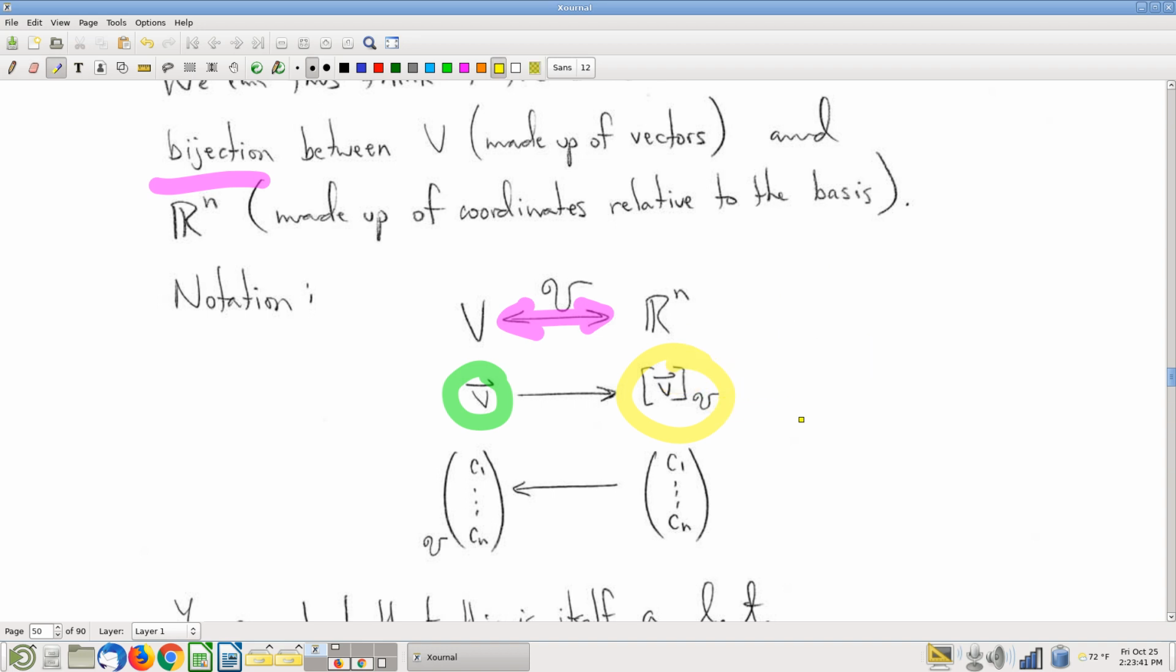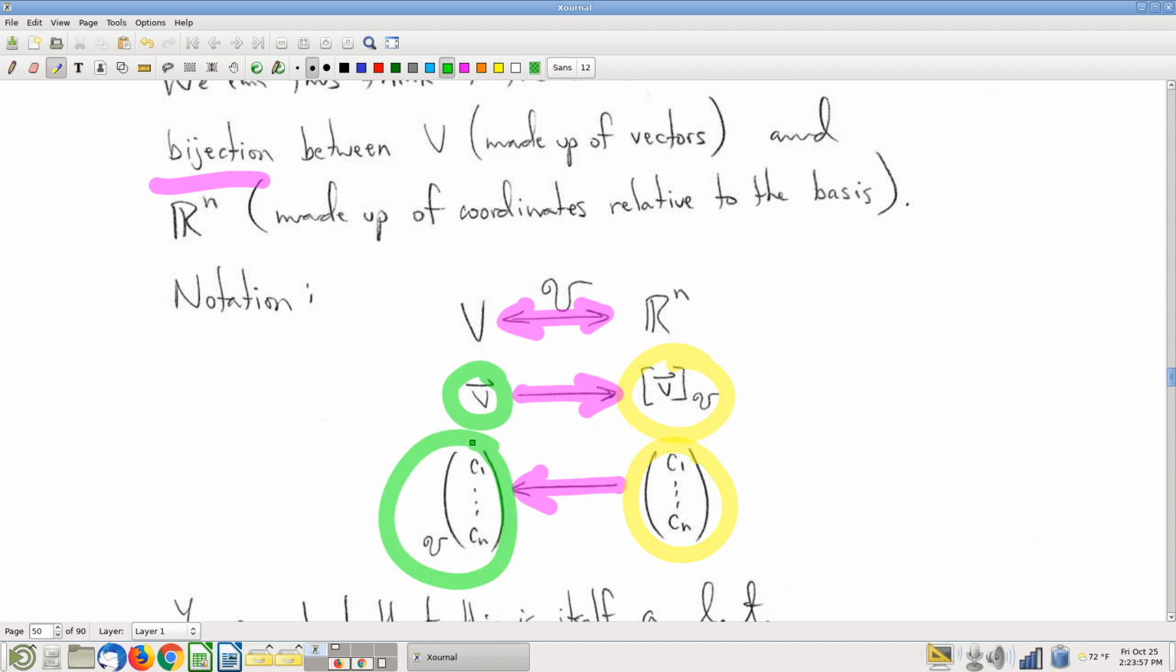is what happens when you're going the other way. In other words, instead of, hey, I've got a vector, what are the corresponding coordinates? What if instead, hey, here are some coordinates, what is the corresponding vector?